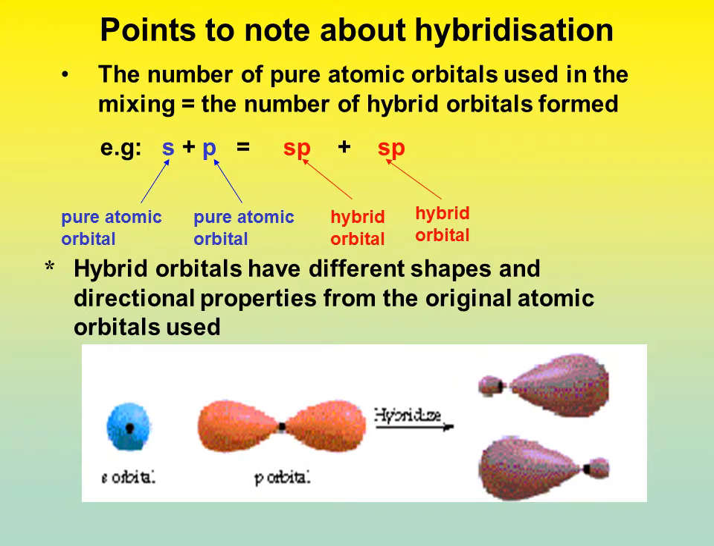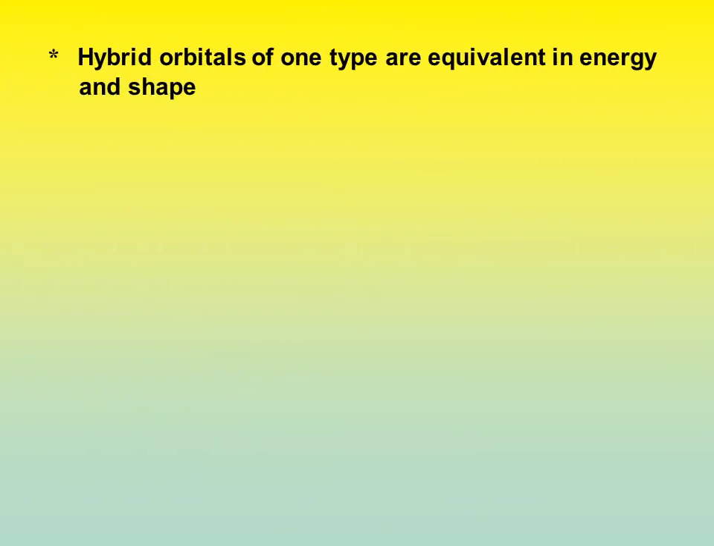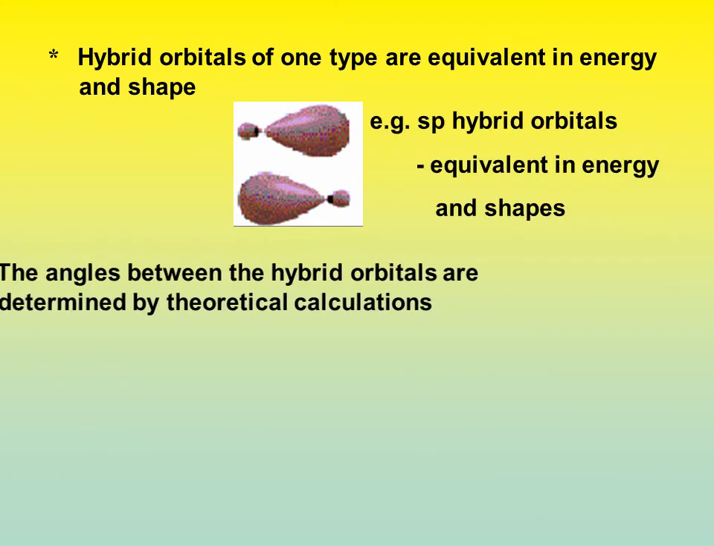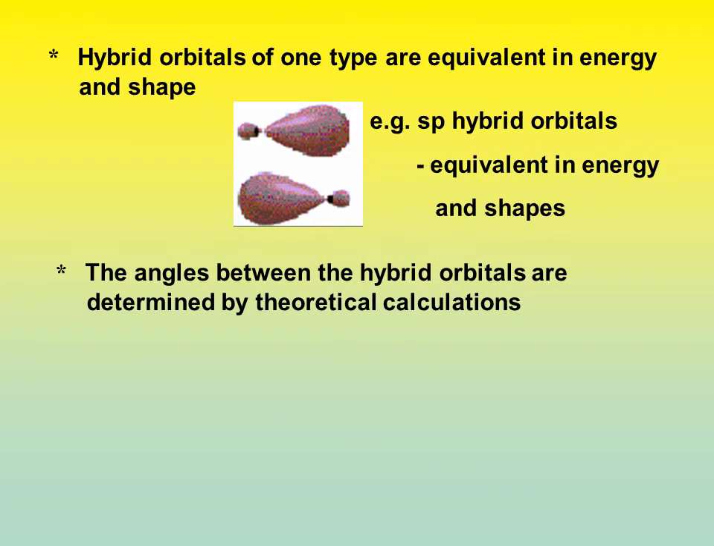In this slide, we see the example of the sp orbital, where one s orbital combines with one p orbital to form two sp orbitals. The hybrid orbitals formed are then equivalent in energy and shape to each other. The angles between the hybrid orbitals are determined by theoretical calculations.